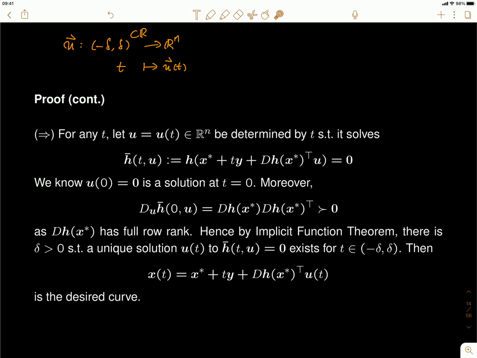I want this point to be just x star itself when t is equal to 0. When t equals 0, apparently this term is gone, and I want this whole thing to be equal to x star. That means I want this thing to be equal to 0. But remember that this x star is a regular point.